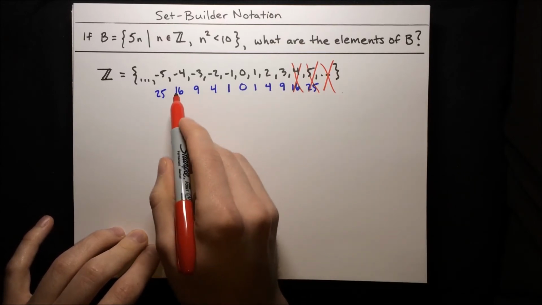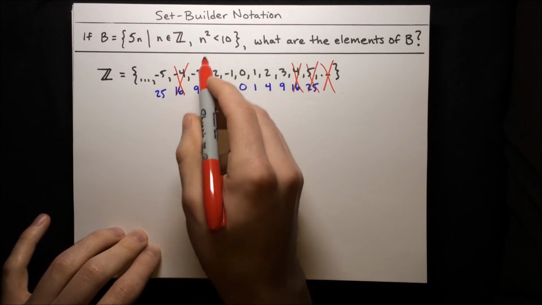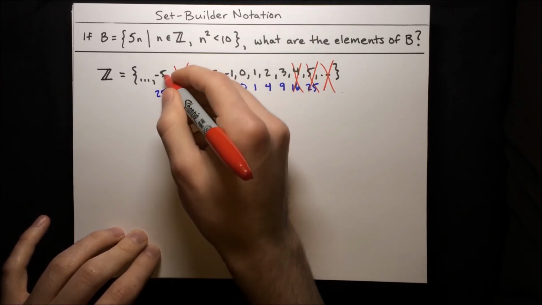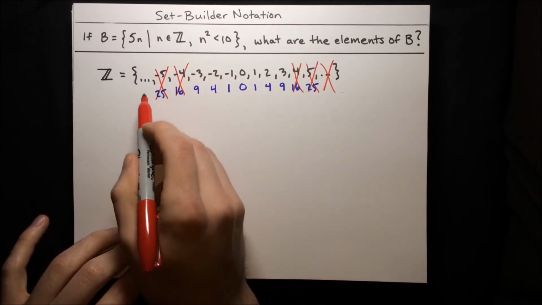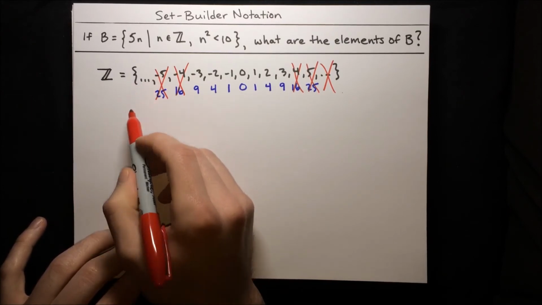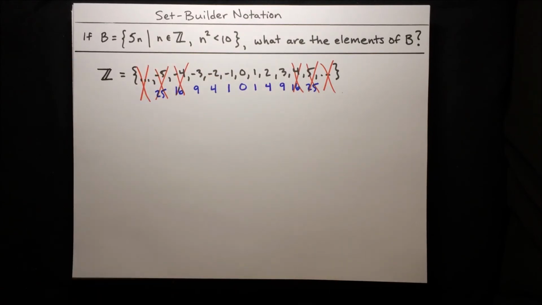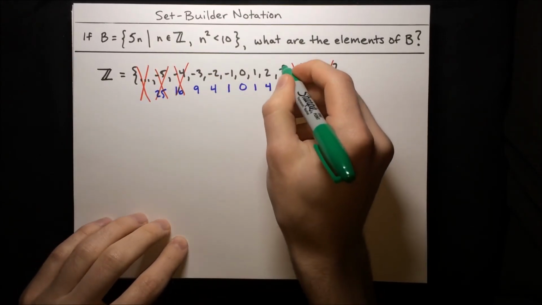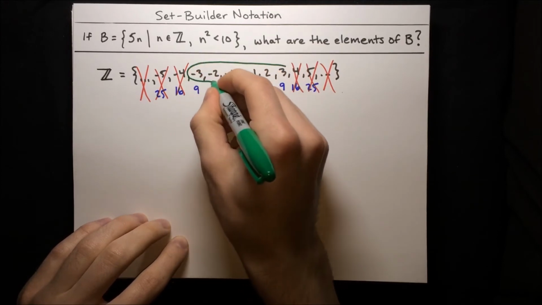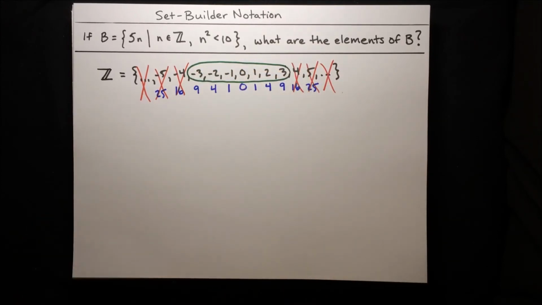It's the same situation on the negative side. We don't want -4 because 16 is not less than 10. We don't want -5, and the squares of the numbers are just going to keep getting bigger as the numbers get more negative and more negative. So we don't want those either. So all we want for our values of n are really just these values right here, because these values, when we square them, they are indeed less than 10.